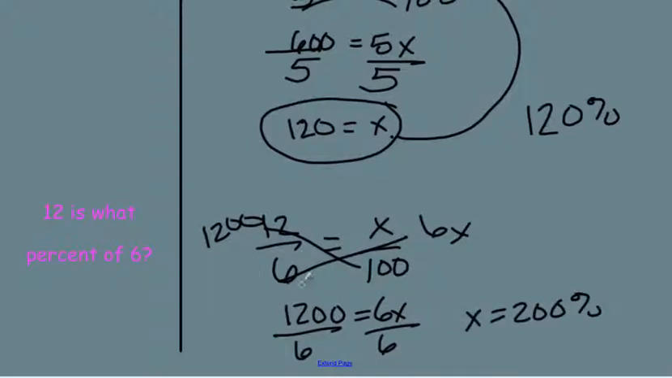It took the whole, 6 whole. 6 over 6 would be 1 whole, or 100%. So if I do that twice, I'd get 200%.